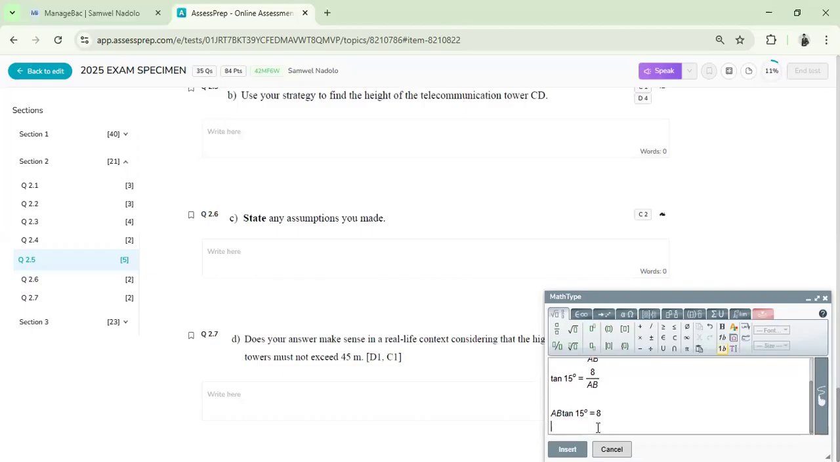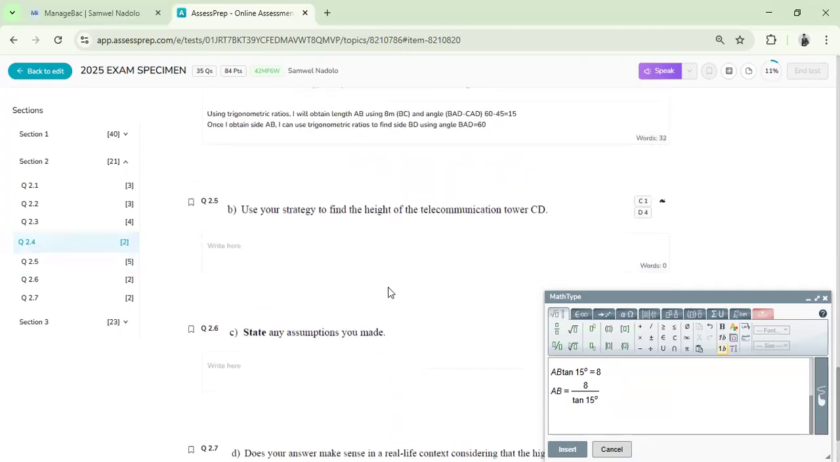Okay, and how do I obtain AB now? For me to obtain AB, I have to divide every side by tan 15. So divide this side by tan 15, divide this side by tan 15, and you will get your answer as 8 divided by tan 15. You can use your calculator at this point, but because you need to use the exact value for AB, there's no need of writing the answer at this point.